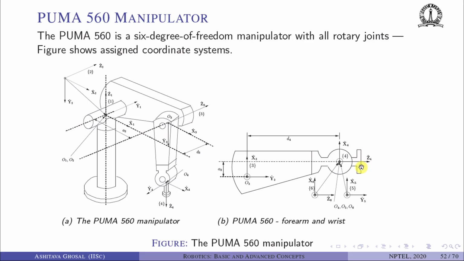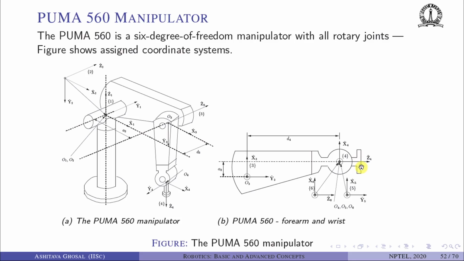So Z4 is here. This is in 3D, so it is sort of hard to visualize, and this is one of the toughest problems in kinematics of robots: how to assign the coordinate axes, the origins, and obtain the DH parameters. If you can do that, then everything else is sort of mechanical.